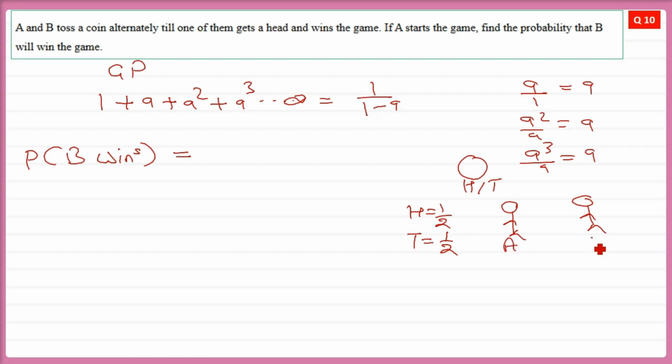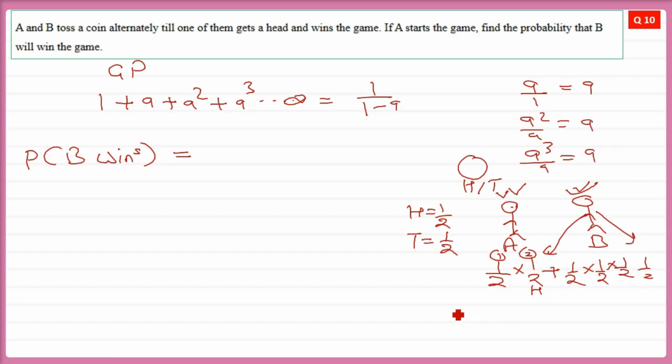Now when A starts, what will happen? It's being given clearly that A is going to start the game, but B has to win. That means A has to fail. So A first is half, because tail probability of A is half. The probability of B passing is again half, because head is half. Now B has won. First A fails and B wins: A tail, B head. Now second time what can happen? A tail, B tail, A tail, then B head. Then B will win. All three before it should be tails. So half, half, half. That is A, B, A, then B. B is winning here. Now there is a third case and it goes on and on.